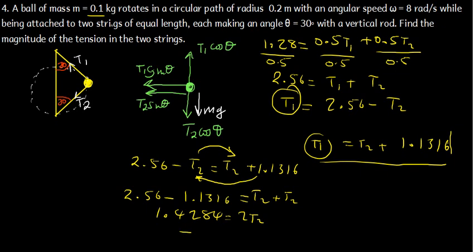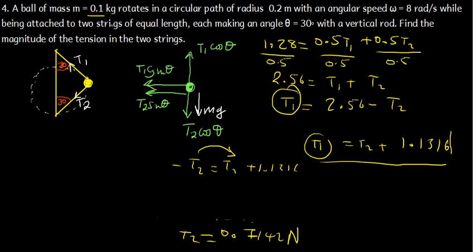So divide both sides by 2. So T2 we are finding is 0.7142. This is tension. Tension is given in newtons because it's a force. Let's go on and find T1. We can use any of the two equations which we have here to find T1. So let's use this one.